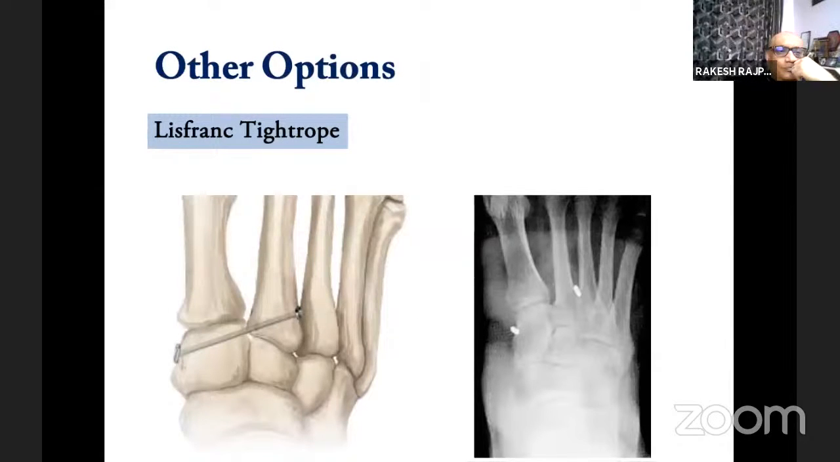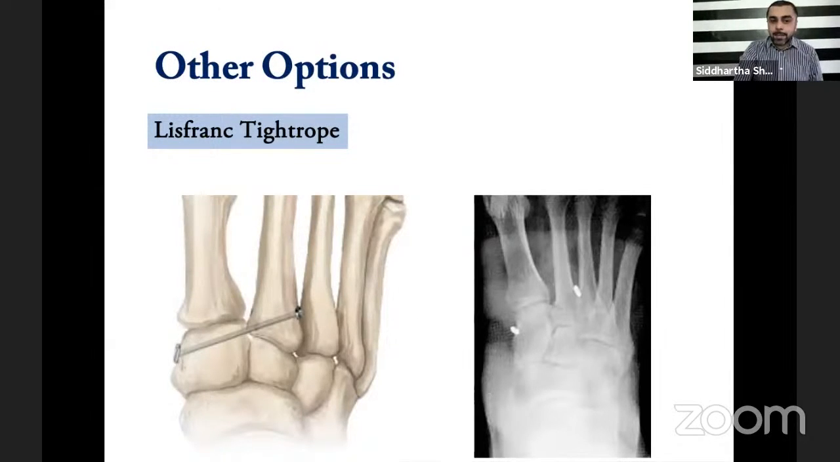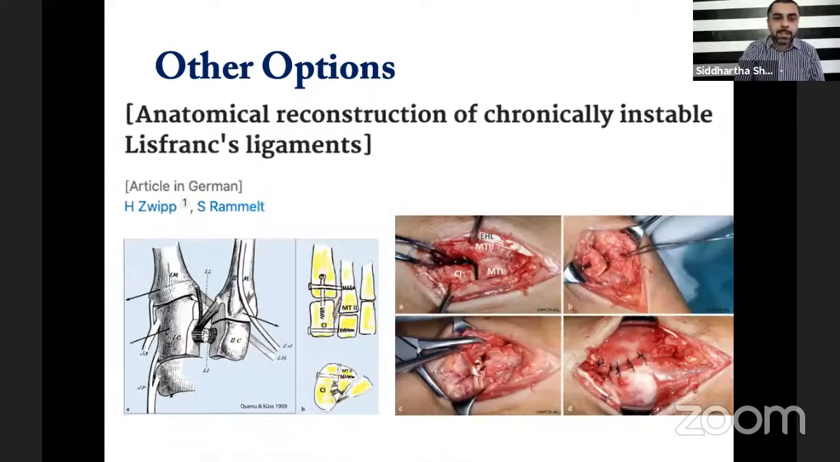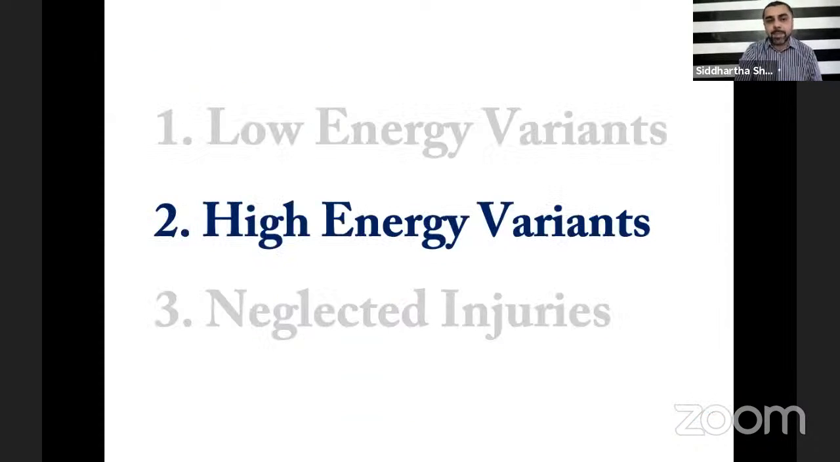So what are the other options? Now, people have started coming up with the Lisfranc tight ropes. We don't have access to this at the moment, but this is something we would be wanting to do in future. Of course, cost is a concern here. Now, this is a very interesting article from Zwipp and Rammelt et al., where they have described anatomical reconstruction. These authors use half of the extensor hallucis longus tendon. They have also described reconstruction by means of the extensor digitorum brevis tendon.